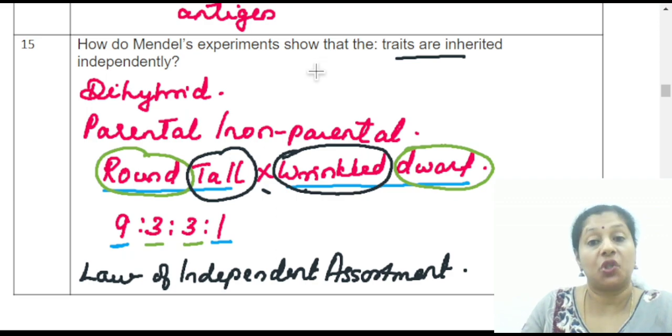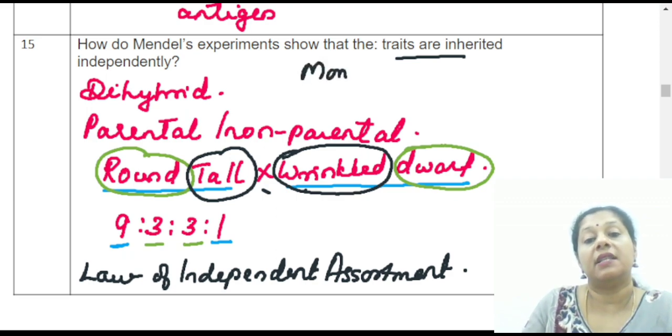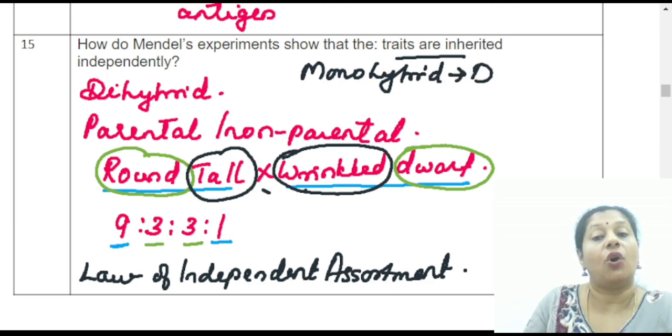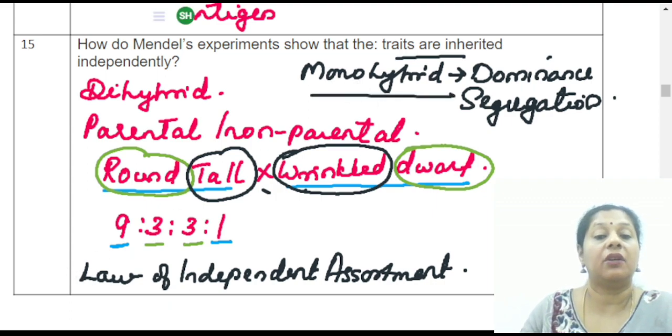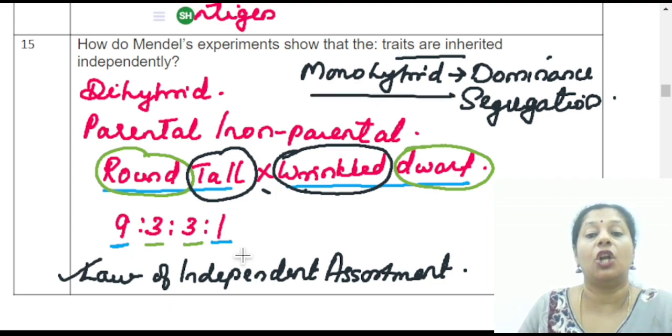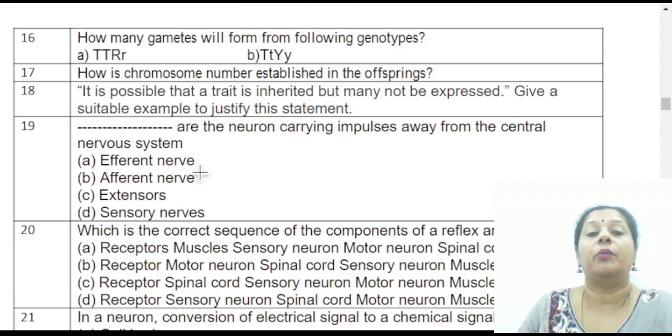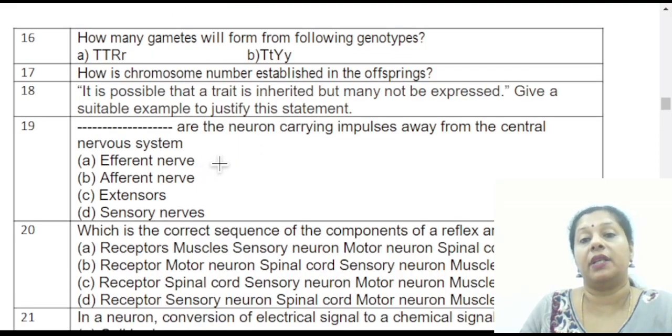So Mendel proposed a total of 3 laws. Based on his monohybrid cross, he proposed 2 laws: the law of dominance and the law of segregation, otherwise called the universal law. Whereas based on his dihybrid cross, he proposed his third law, the law of independent assortment. How many gametes will form from the following genotypes?